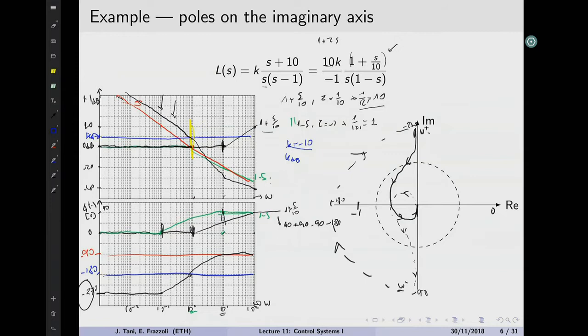So suppose that k were 0. If k were 0, what would happen to this whole game? Well, 0 times whatever it is, it's 0, right? So we wouldn't have anything. The Nyquist plot would just, yes.